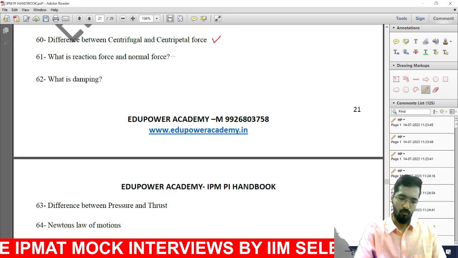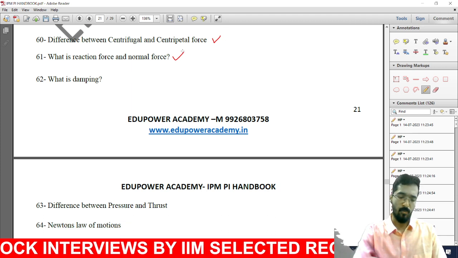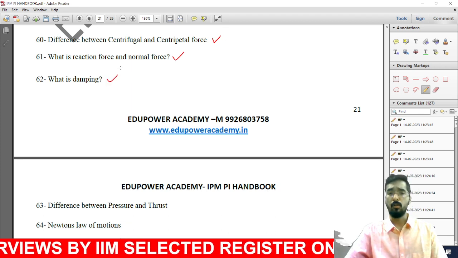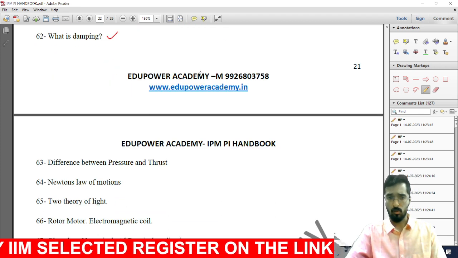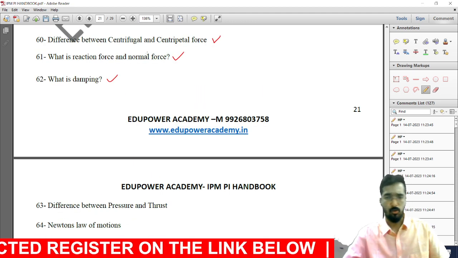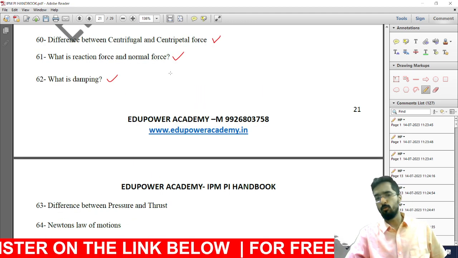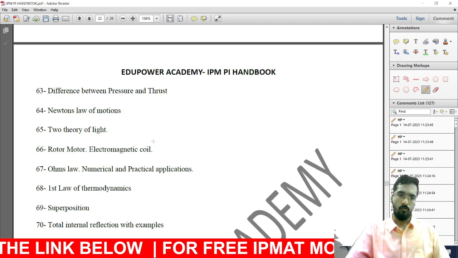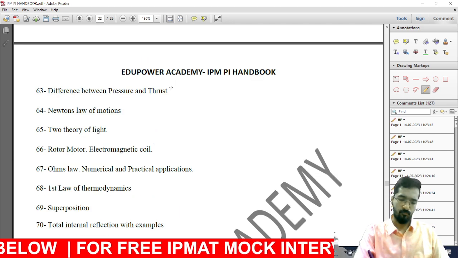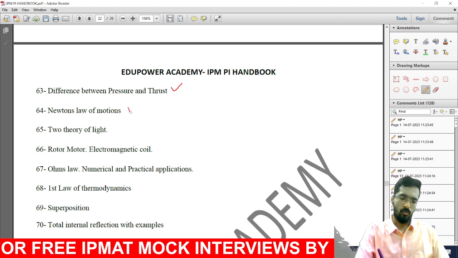What is the reaction force and what is normal force? What is damping? Damping is asked in simple harmonic motion. Okay, the reaction force and normal force come up whenever you do the free body diagram. Difference between pressure and thrust. Pressure chapter. Newton's laws of motion.